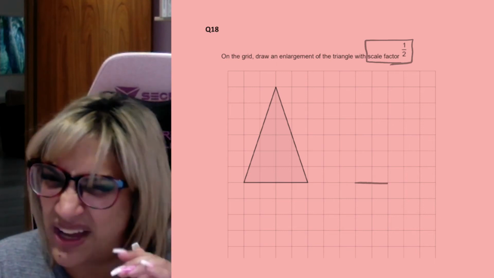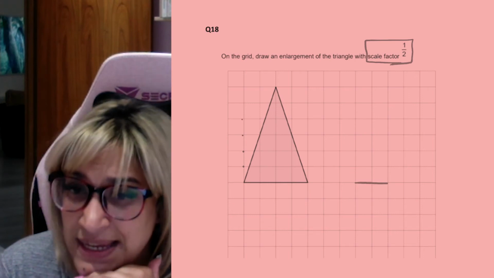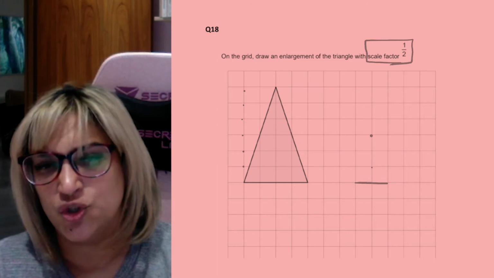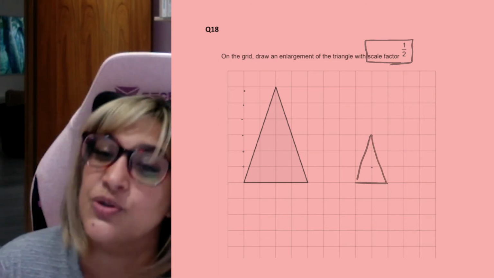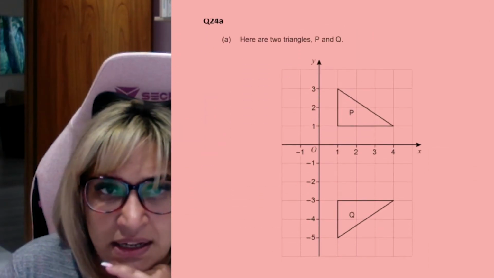And then I think, how high is it? Don't worry about the diagonals. You could make those work. 1, 2, 3, 4, 5, 6. So my height has to be half of that, which is 3. Join it up with nice straight lines. You're obviously going to do it with a ruler. And we get our enlargement.